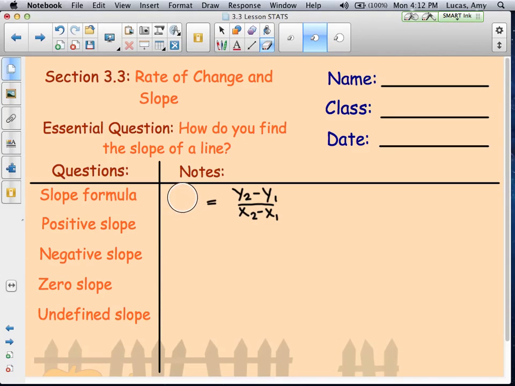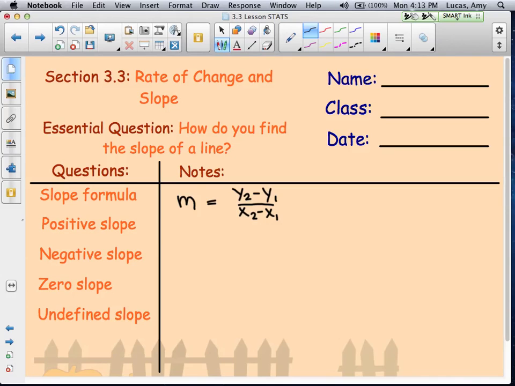Now the letter that you will see used to represent the slope is the letter M. I really don't remember why it's the letter M. For some reason I think it has something to do with maybe the word slope in French, or maybe the last name of the person who invented the idea of slope. I'm not really sure. So if you're interested, Google it and find out why slope is not an S for slope, but rather an M.